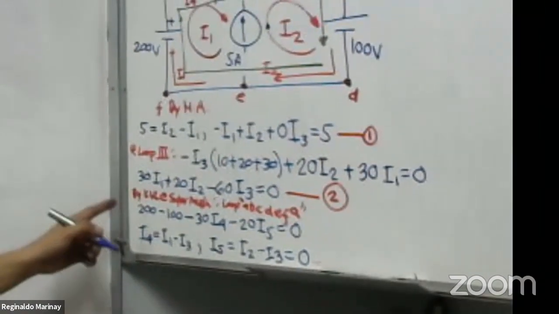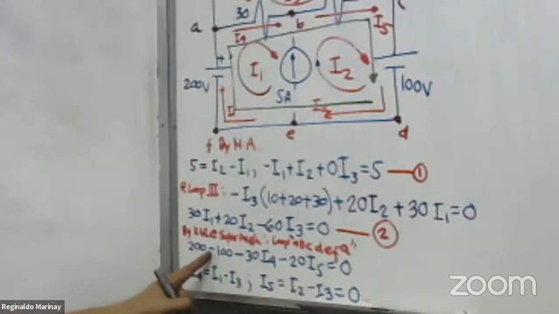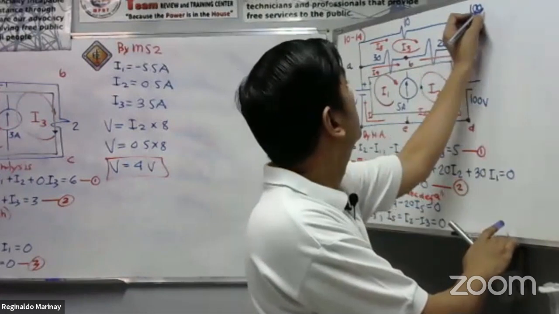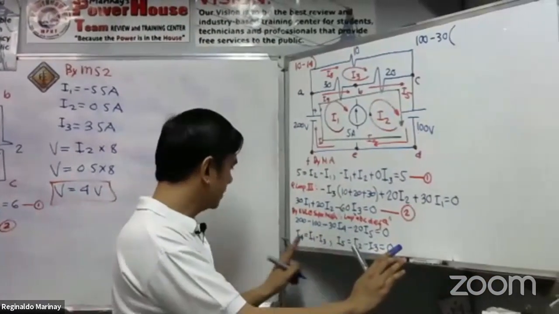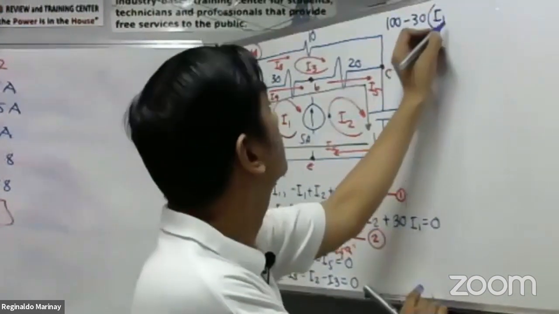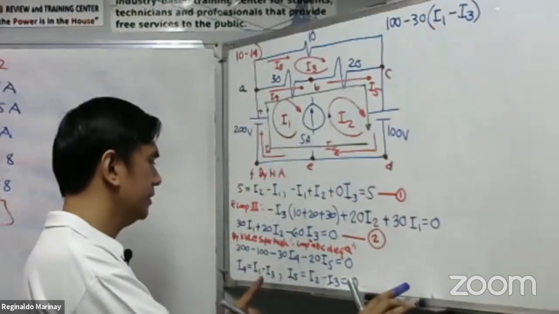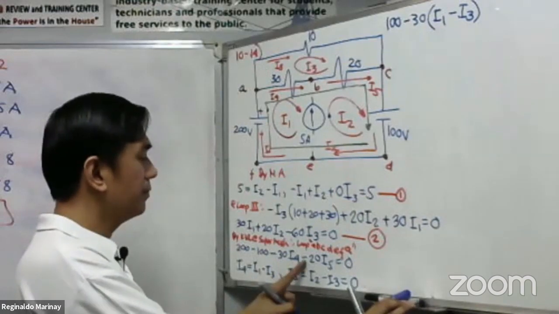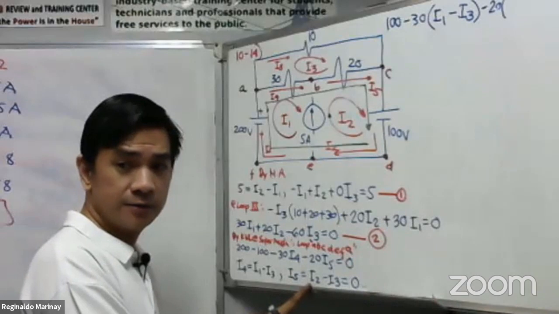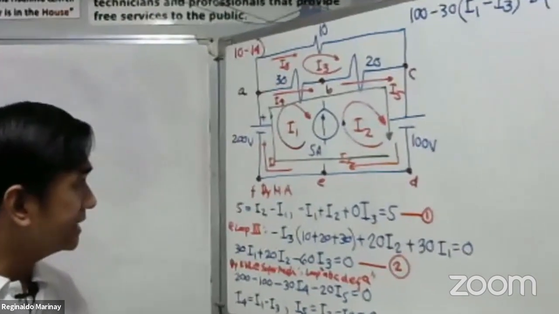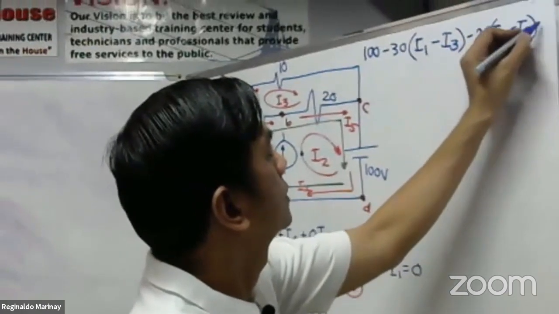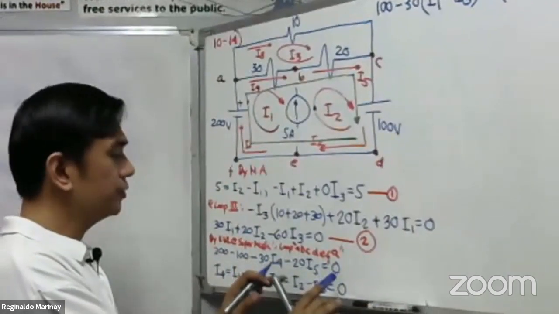Now, what we will do here is to substitute 200 minus 100. So we have here 100. So this is negative 30 multiplied by I sub 4. So our I sub 4 is I1 minus I3. Negative 30, I1 minus I3, minus 20. What is our I5 equal to? Our I5 here. So, our I5 is I2 minus I3. So, that will be equal to 0. So, we have I2 minus I3.